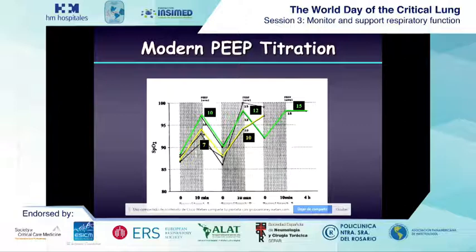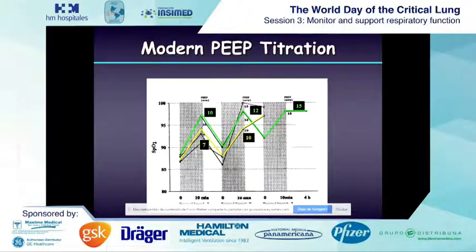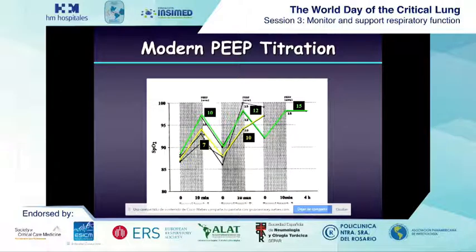Okay, Mr. Green opens up very well the lung, going from 88 to 97. But with 10 of PEEP, we have de-recruitment. We have de-recruitment even with 12. And finally, we stabilize the lung with 15 of PEEP. Okay, that's the usual way we do it in clinical practice. Next slide, please.